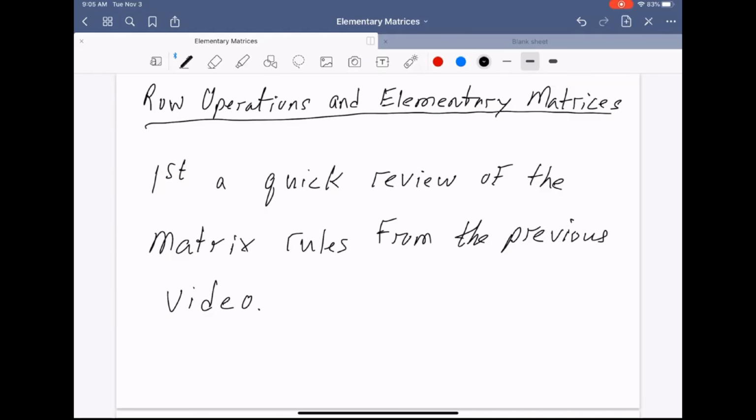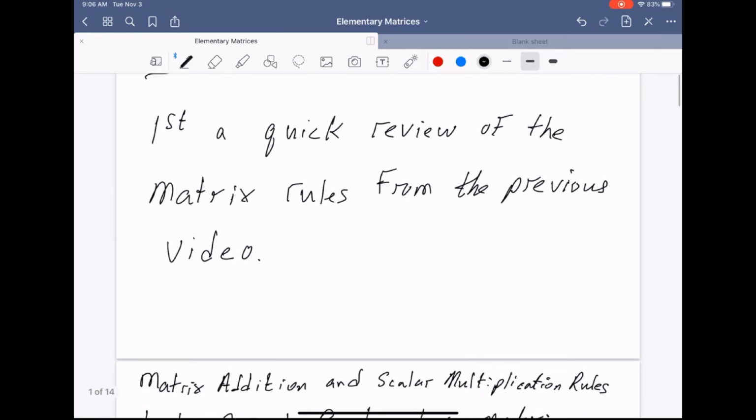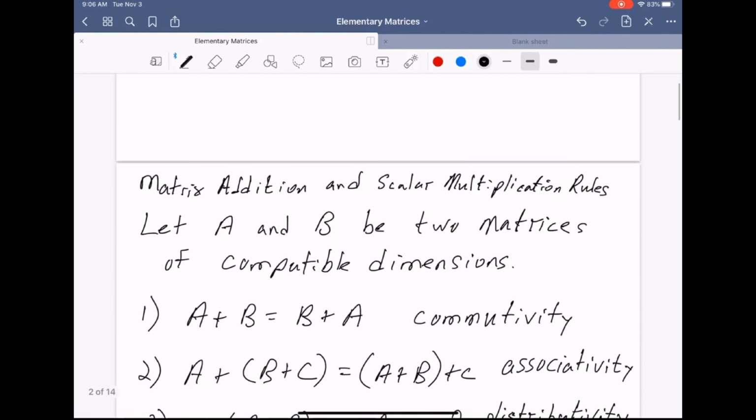In this lecture, I'm going to try something a little bit different. Since I have written down the lecture notes already, I'm just going to go through them. We're going to start by looking at row operations and elementary matrices. However, before we do so, we want to look at the matrix rules that we find in the other videos, so we just want to do a quick review of some of them.